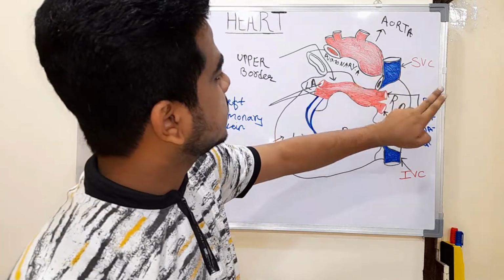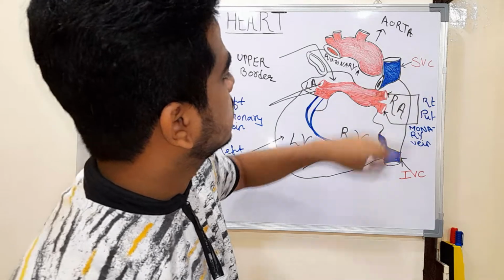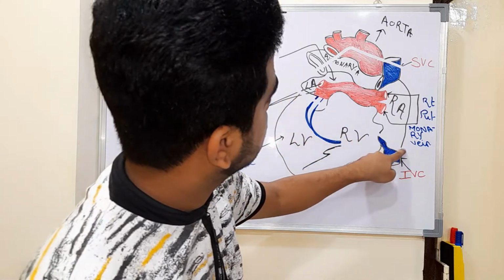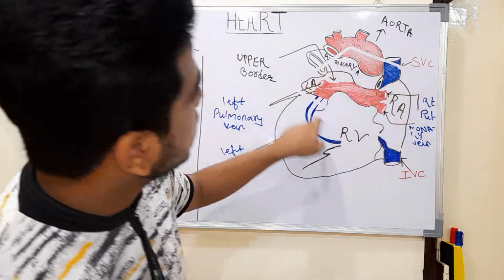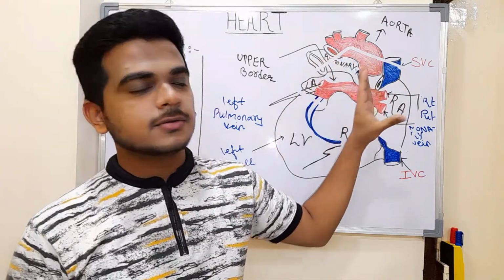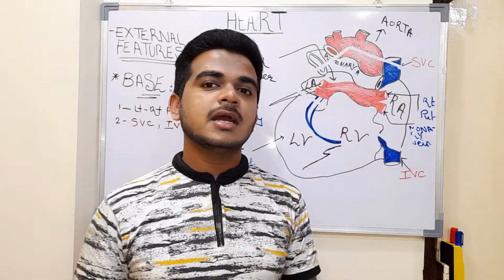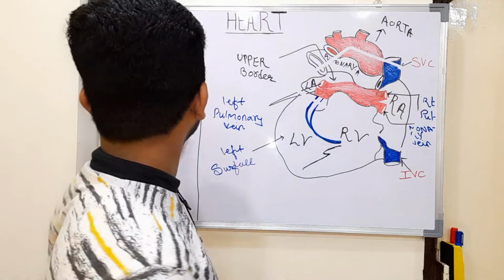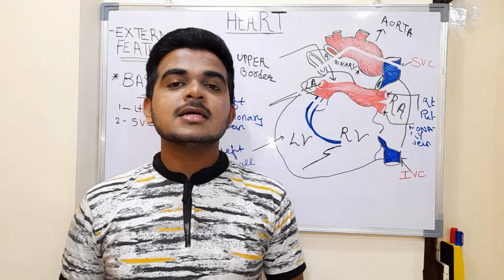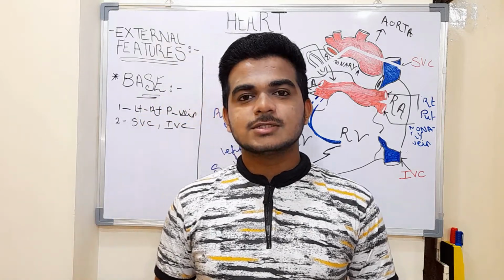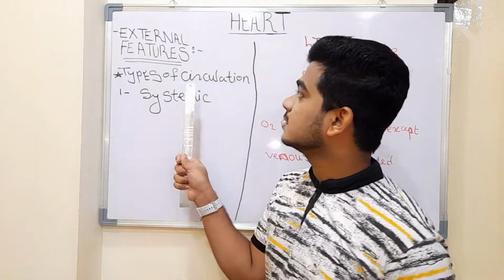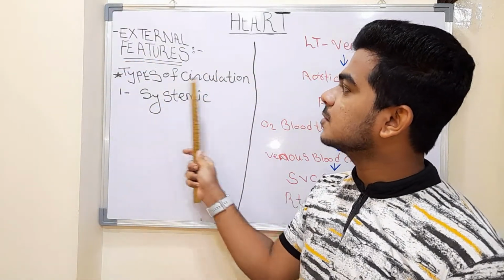Just pay attention here. This square part maximally forms the base of the heart. And that is the base. Now here we have finished with the external features. Only one main point of the external features is remaining, that is the types of circulation. So the last point of the external features of the heart is the types of circulation.